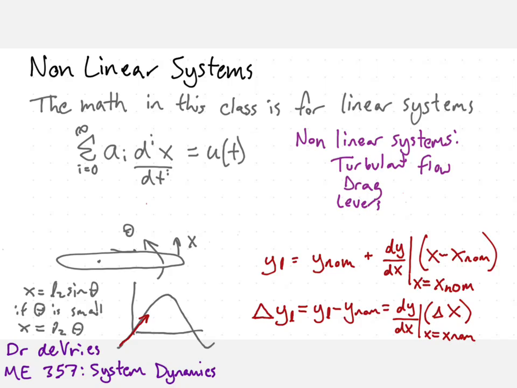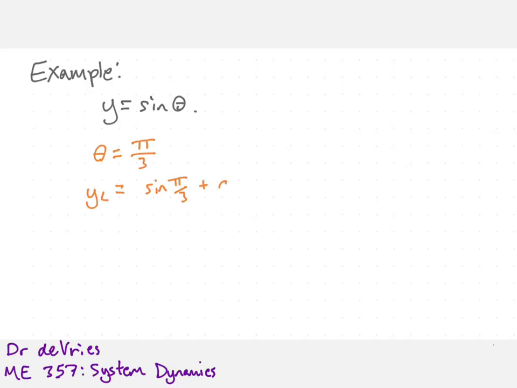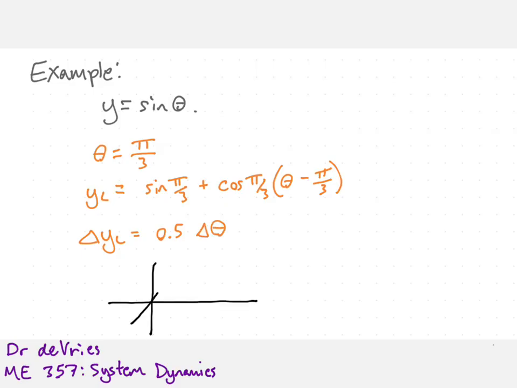So let's look at an example to kind of clarify what this means. Now, we're going to do y is equal to sine theta because we've done this, but instead of linearizing around theta equals 0, we'll do it around theta equals pi over 3. So the linearized version of this is going to be that we take our nominal value, so sine pi over 3, plus the derivative of sine theta, cosine theta, and evaluate that at our nominal point, pi over 3, and multiply it by the change in theta minus pi over 3.